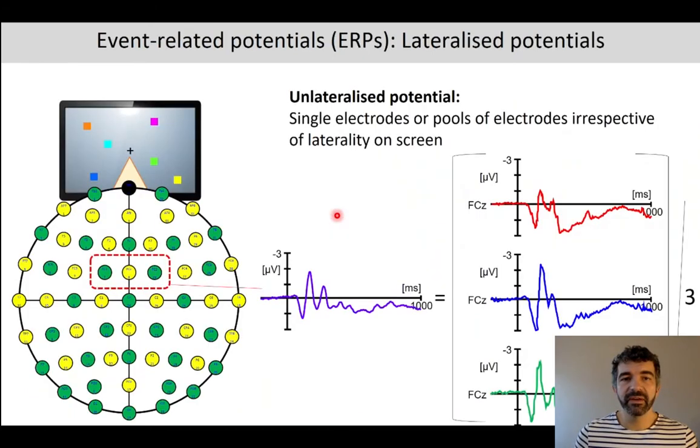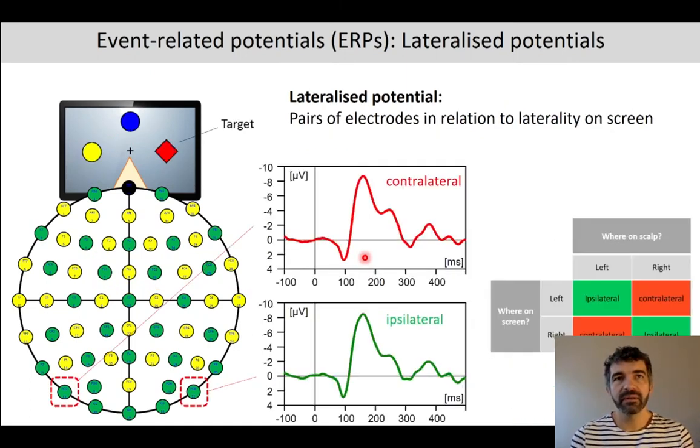So much about the N400. So far we've talked about unlateralized potentials. That means you look at a single electrode or a pool of electrodes, like for example these 3 electrodes, and you can just average across them. This is irrespective of the laterality on the screen, so it is unrelated to where on the screen something is happening.